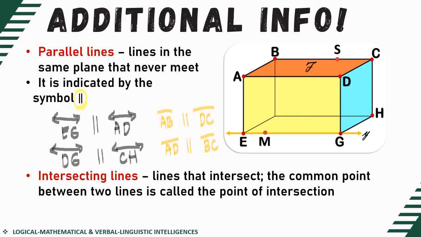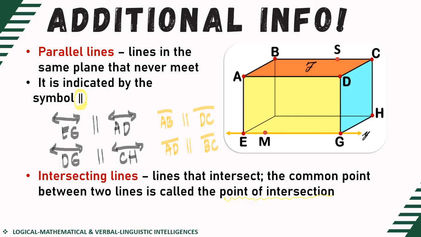Now let's proceed with intersecting lines. It's easy. These are lines that intersect. The common point between two lines is called the point of intersection. Again, let's take note, the common point between two lines which intersect is called the point of intersection.